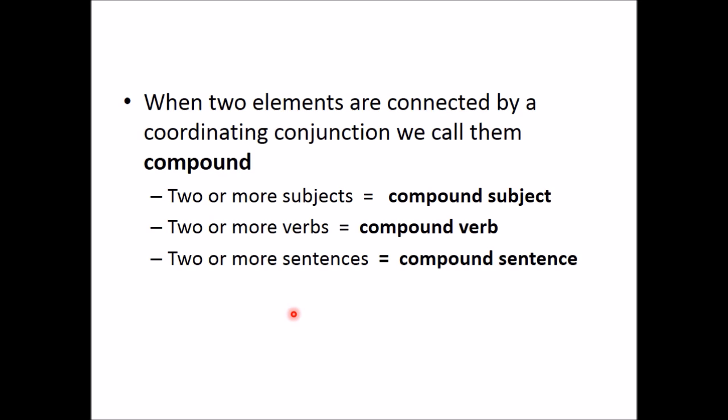All right, one more thing you need to know, and you should write this slide down also in your notes. When 2 elements are connected by a coordinating conjunction, we call them compound. You have probably heard this before. You've heard of compound sentences, I'm sure. So this is why we call them compound.